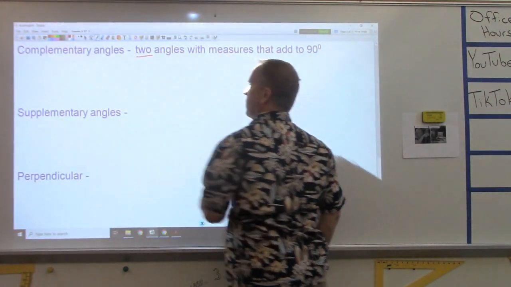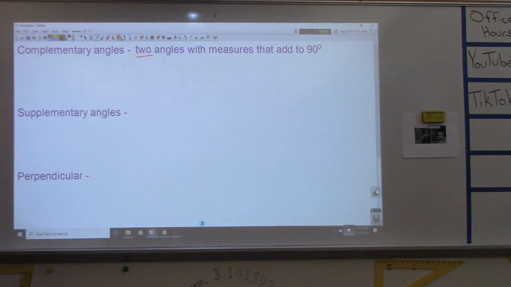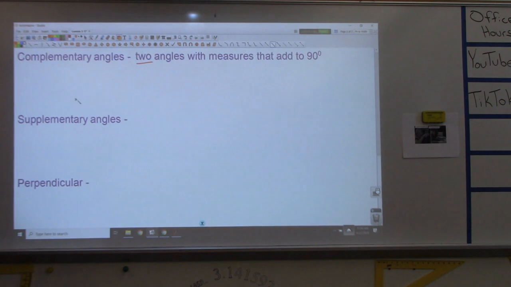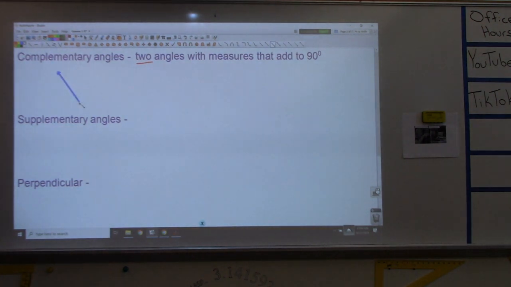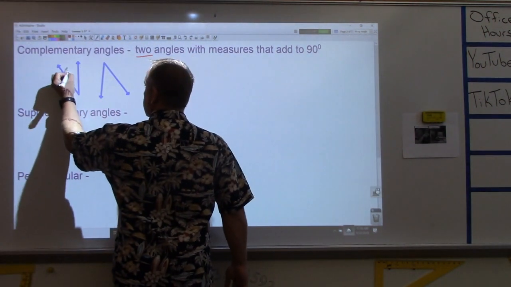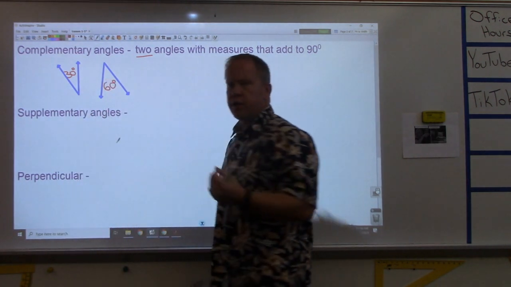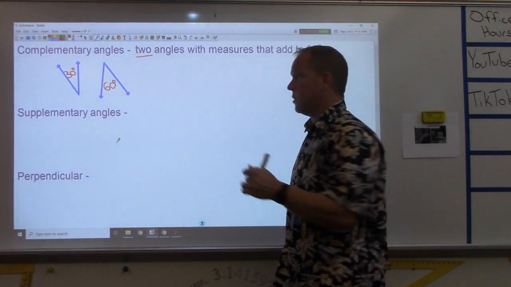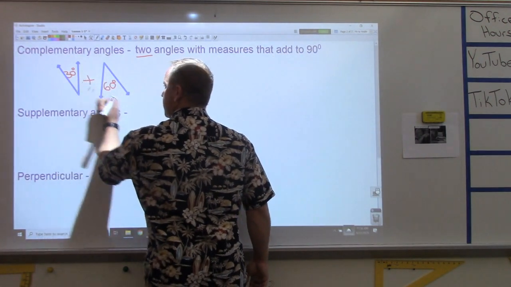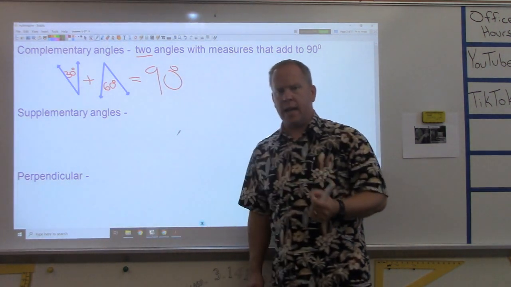So just two angles. For example, if I had this angle here, and my measurements aren't going to be exact because I'm kind of winging this here. If I had this angle here, and I were to give these measurements, 30 degrees, 60 degrees. 30 degrees and 60 degrees are complementary angles, because if I take 30 degrees plus 60 degrees, I would get 90 degrees. Those are complementary angles.